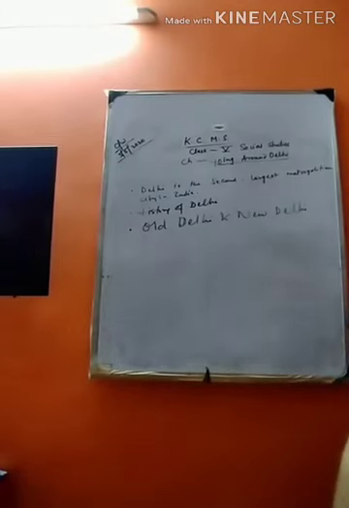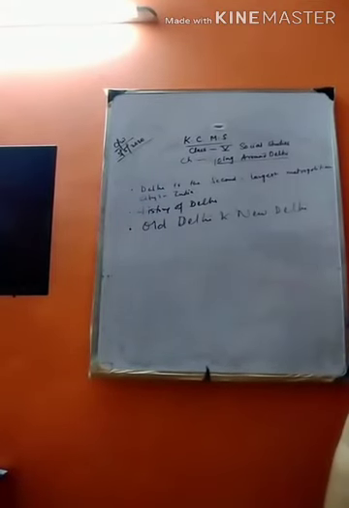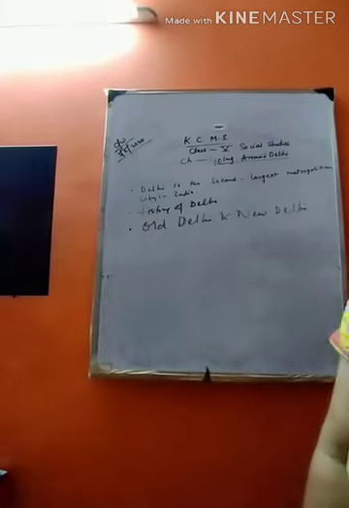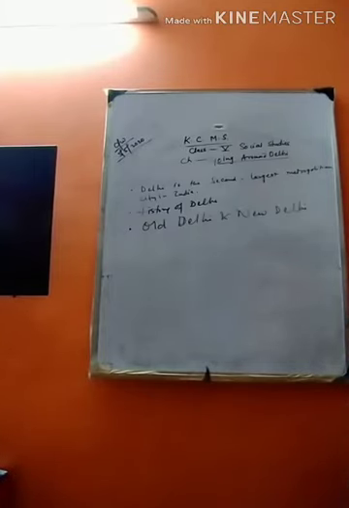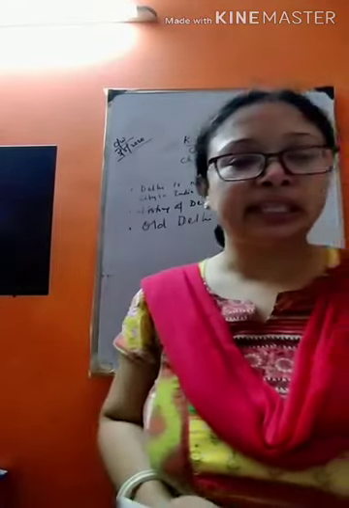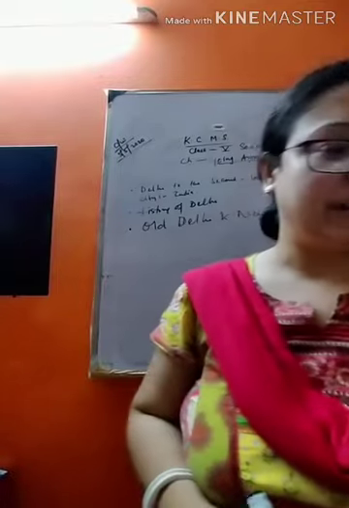Delhi has a rich and varied heritage. In the 13th century, Qutbuddin Aibak, the first ruler of the slave dynasty, established the Delhi Sultanate in Delhi.